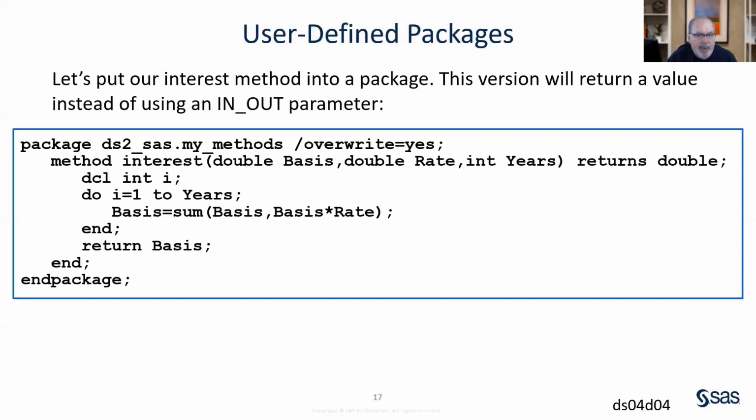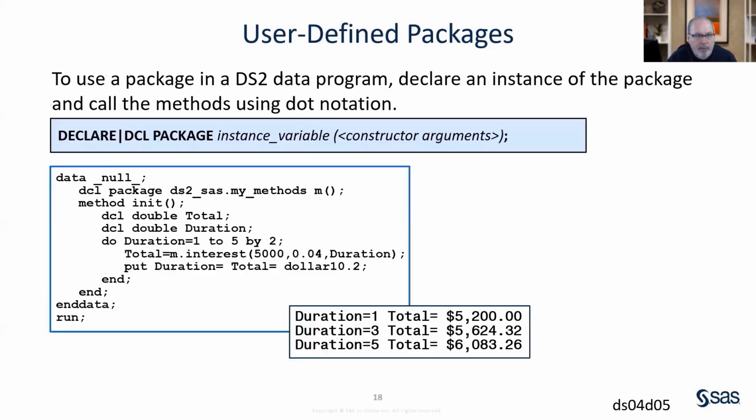Now we've put this in a package statement, so when we run this code, it will create the package and store it in the DS2_SAS library, and the element in there will be called my_methods. So the package hasn't actually executed any of the code for the methods that we stored in it. How would we use this package in a DS2 data program? Well, here's the beauty of it. A simple declare package statement makes all of those methods available to my DS2 data program.